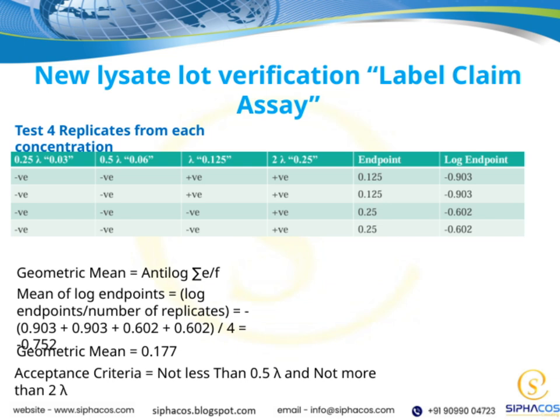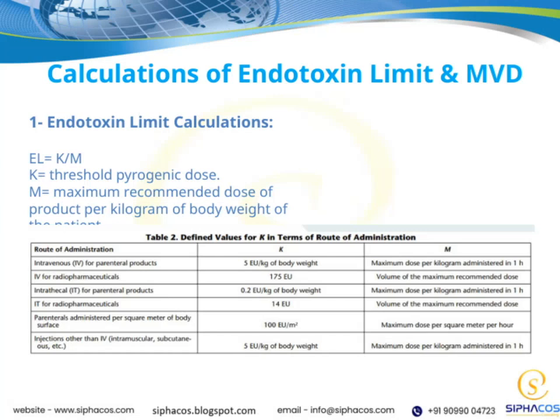This value helps us understand the central tendency of the data on a logarithmic scale, which is crucial for accurately interpreting the assay performance. Finally, we're testing 4 replicates from each concentration, which helps ensure our data's robustness. And specifically, this verification is for the new lysate lot under what's called the label claim assay. This process is key for confirming that the new lot meets the expected claims, maintaining quality and consistency in our product. Let's take a closer look at how we calculate the endotoxin limit.